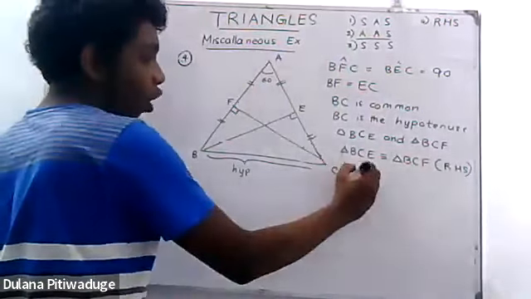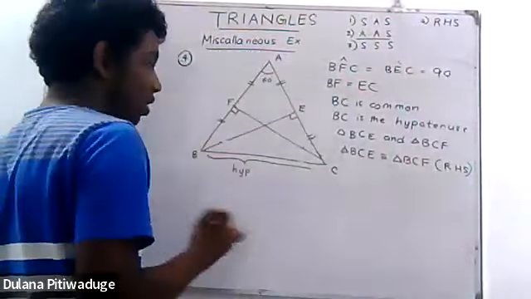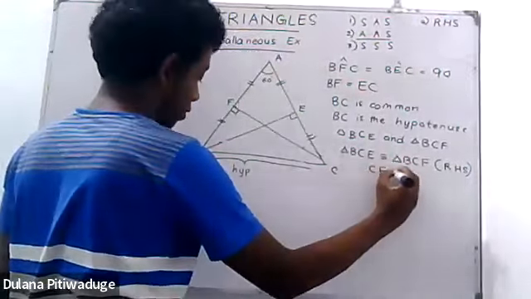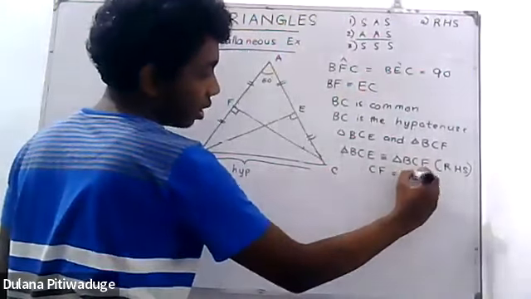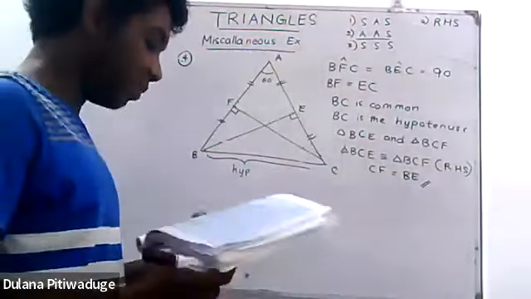So, then by the congruency of triangles, we can say that this side is equal to this side over here. CF is equal to the side DE.